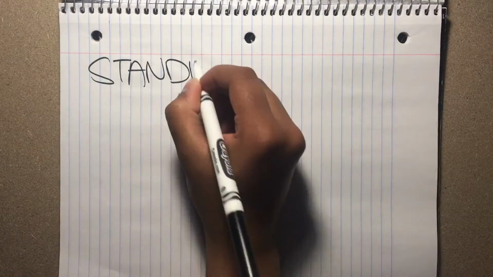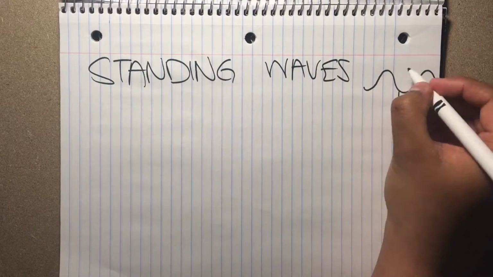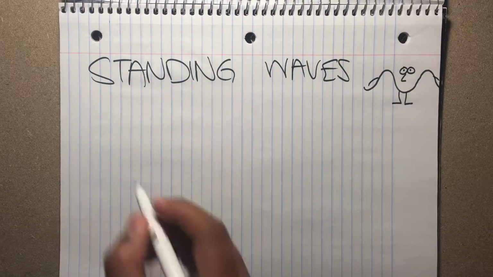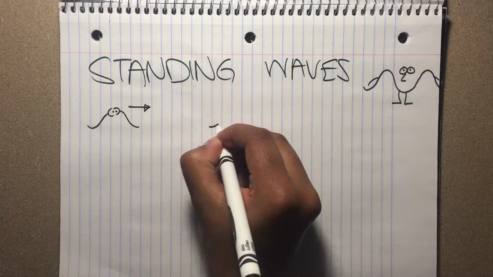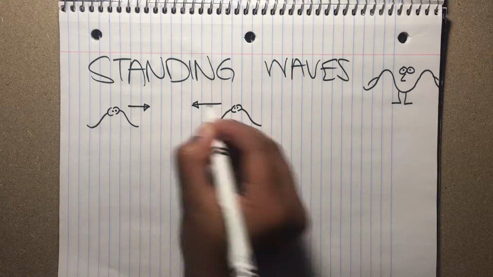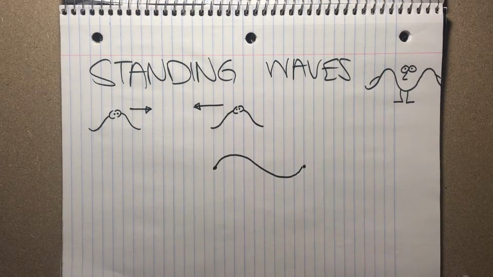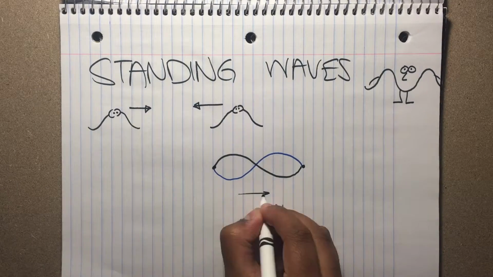Now for the third type of wave. The last type of wave is called a standing wave. This type of wave is formed when two waves approach each other with the same speed, same amplitude, and the same frequency. This wave is usually a reflection of itself traveling in the opposite direction.